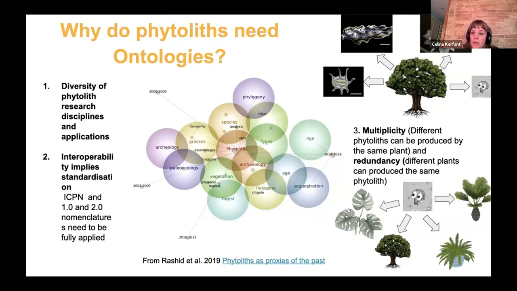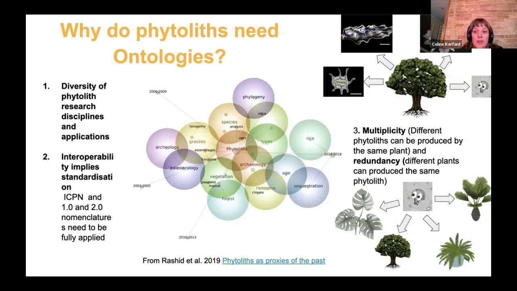Ontology can be used to map all these names used in phytolith research to identify them as synonyms. ICPN could, of course, be used to structure those terms within a hierarchy. And as Henriette said before also, ontologies can be multilingual. So for us, it's quite valuable because we are working in different countries, as Zach already pointed out also.